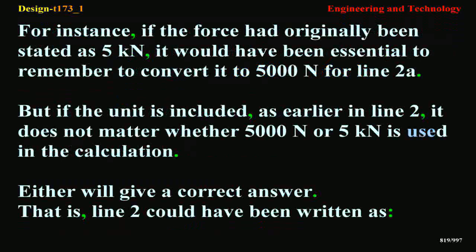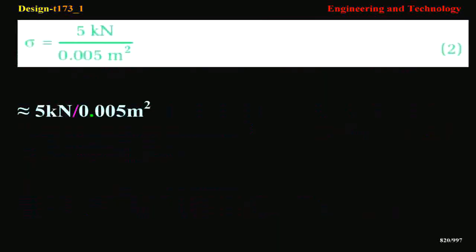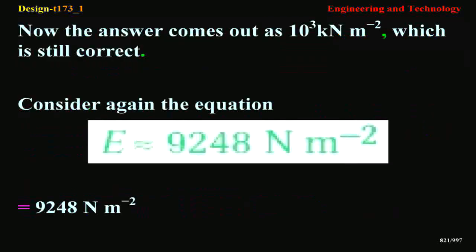For instance, if the force had originally been stated as 5 kilonewtons, it would have been essential to remember to convert it to 5,000 N for line 2a. But if the unit is included, as earlier in line 2, it does not matter whether 5,000 N or 5 kilonewtons is used in the calculation. Either will give a correct answer. That is, line 2 could have been written as 5 kN / 0.005 m^2. Now the answer comes out as 10^3 kN m^-2, which is still correct.